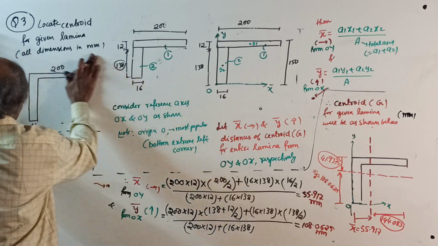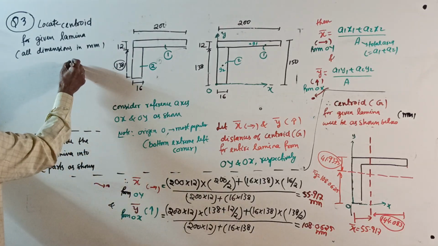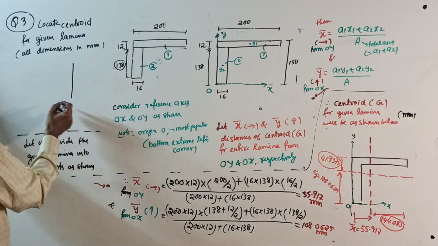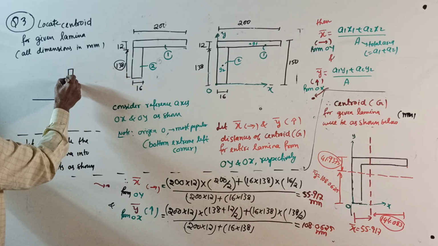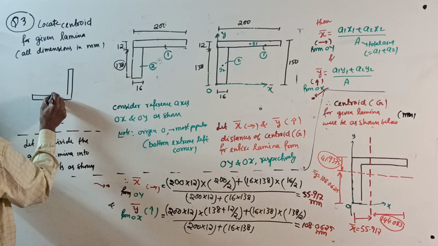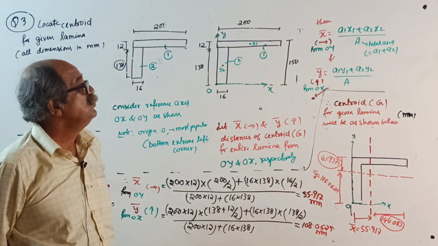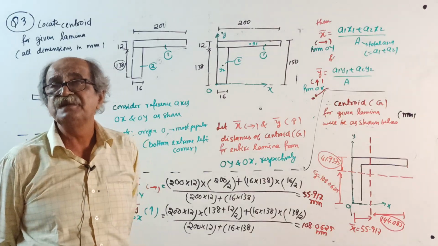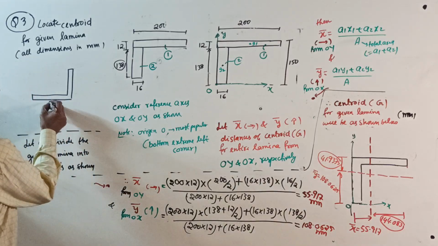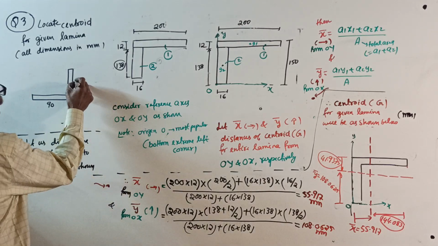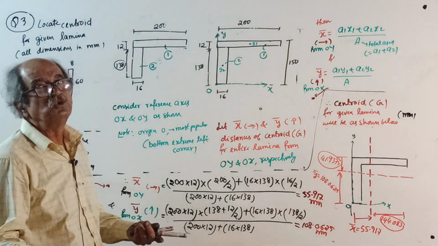Locate centroid for the given lamina. I will give once again an unequal one. This time I will change the shape. The shape is like this. 60 by 90. Actually, it's a very popular angle section used by IS code in steel structures. If you go to steel structures, steel tables or the IS handbook, you can see ISA, Indian Standard Angle, 90 by 60 by 8. So this is 90, this is 60, thickness is 8, both are 8. Actually, both 8 is of no use for us.